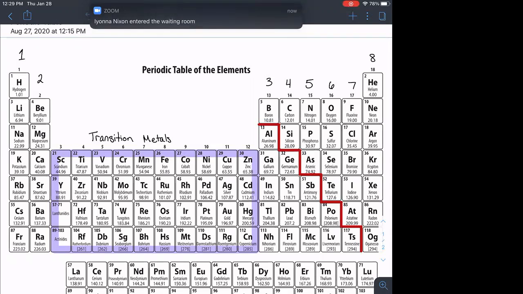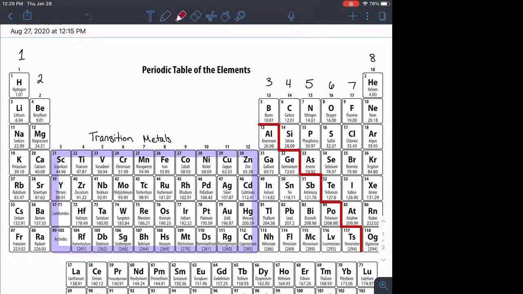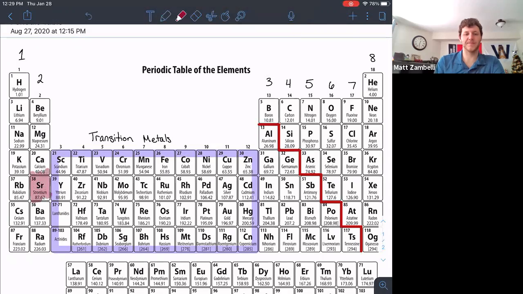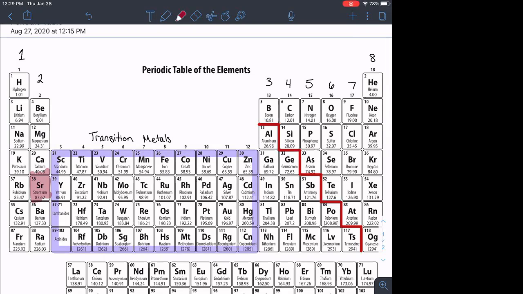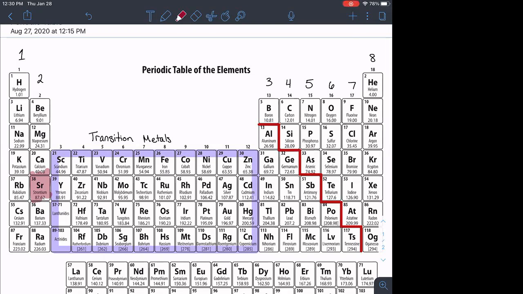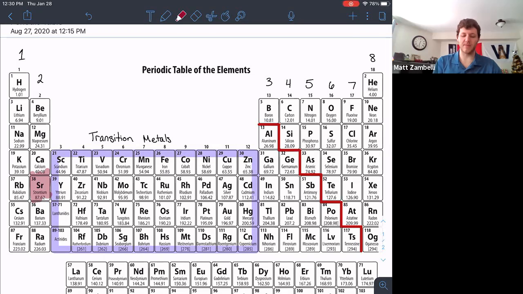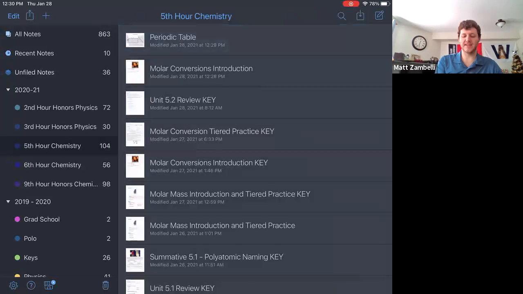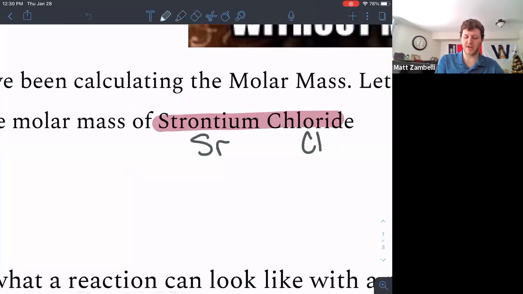So if we look at strontium real quick, it's right here. How many valence electrons does strontium have? Two. How many does it want to have? 8 or 0. So which one's it closer to, 8 or 0? 0. It's closer to 0, which means it's going to get rid of its 2, which is why it does in fact have that +2 charge.